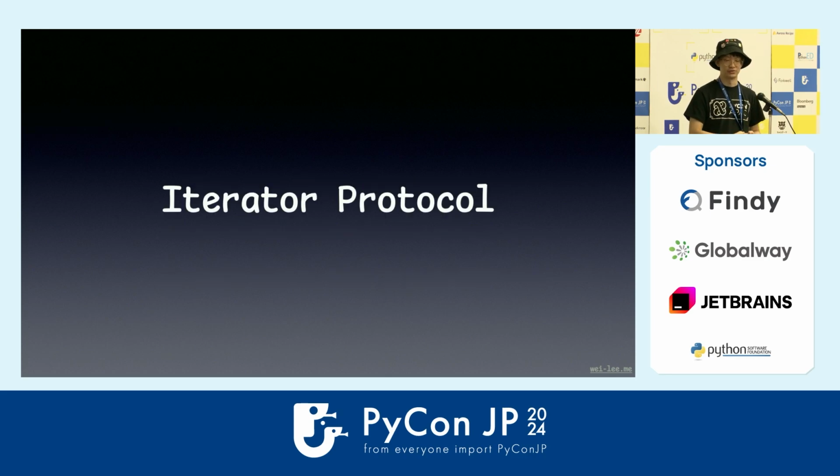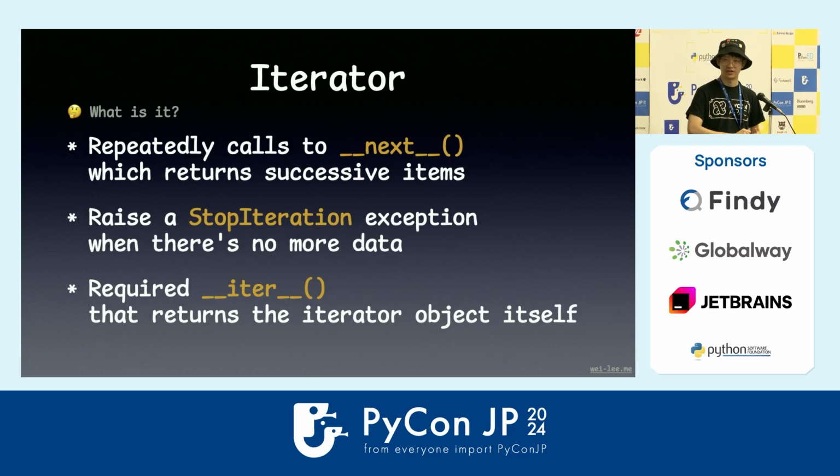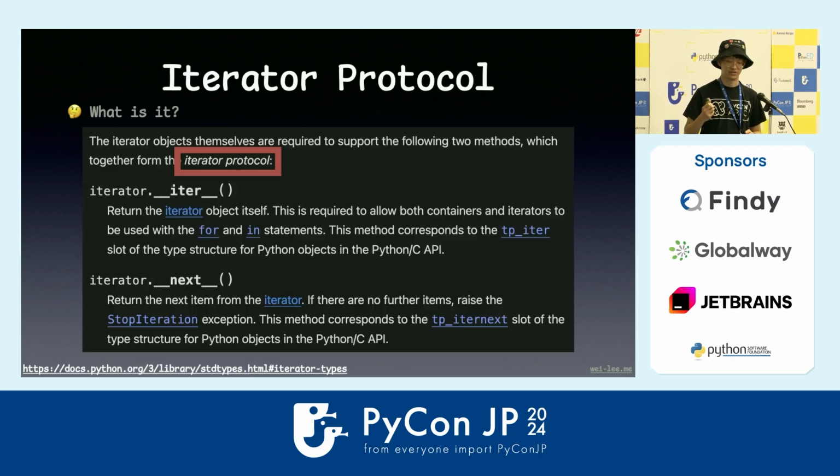And the next thing I'm going to talk about is the iterator protocol. Before that, we should briefly talk about what an iterator is. An iterator is something that repeatedly calls the dunder next inside it and will return the items inside it. And it will raise a StopIteration exception whenever there's no more data. And you will also need to define a dunder iter inside it, which just returns the iterator itself. So that's an iterator.